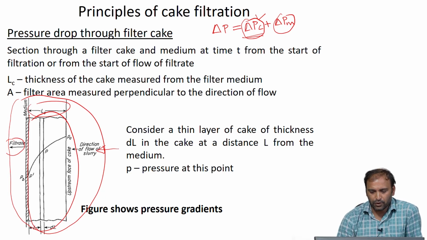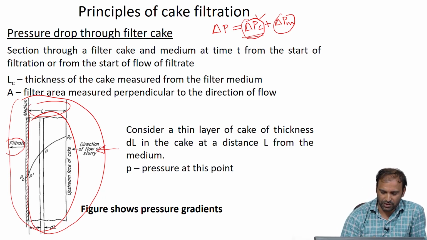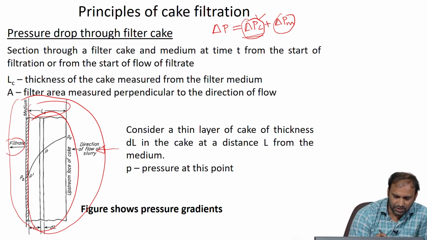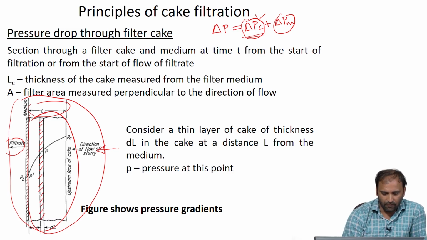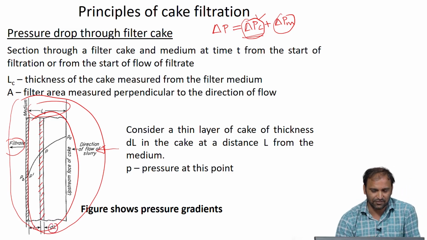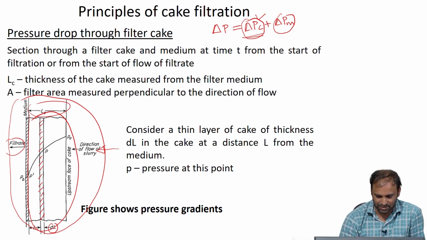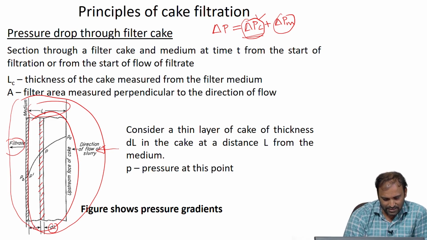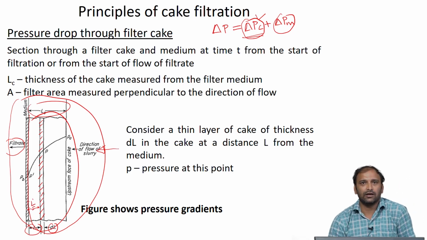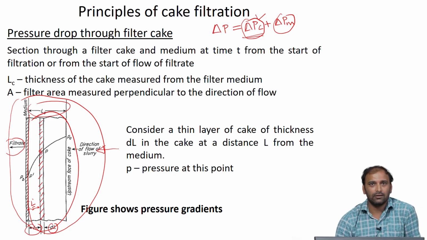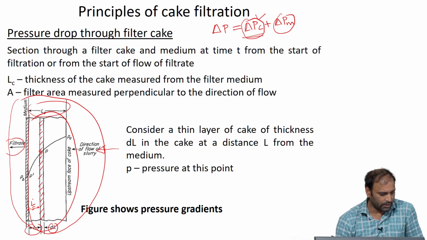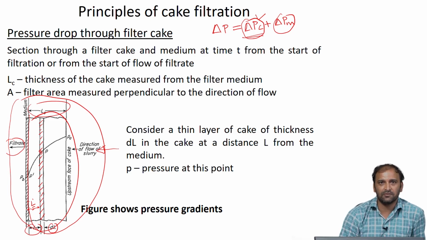And what we are going to do is look at a very thin section. What is drawn here is a small, thin section of dimension dl, that is, dl is the thickness of the layer of filter cake that I am considering, and this is located at a distance L. The distance from the filter medium to that layer is capital L, and we are going to say that the pressure at that particular point is P. And what is shown in the figure is the pressure gradient.